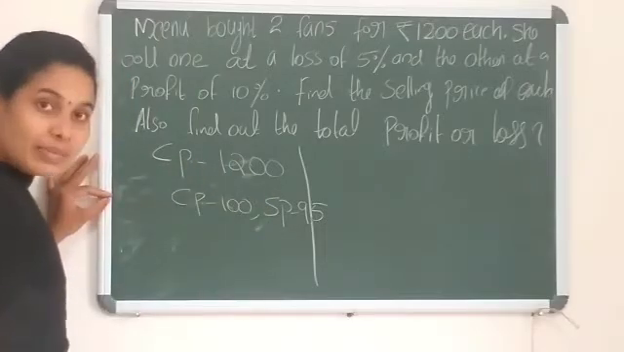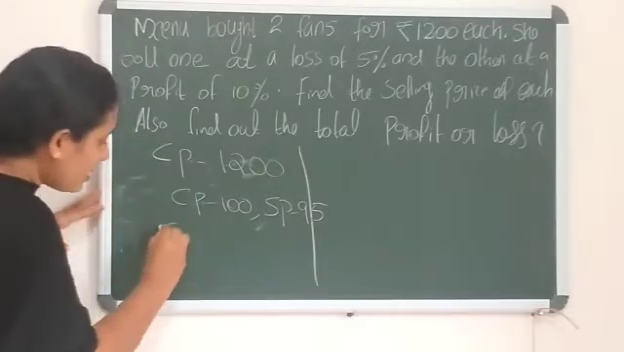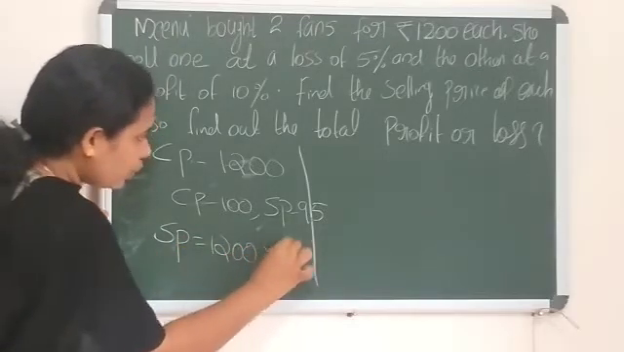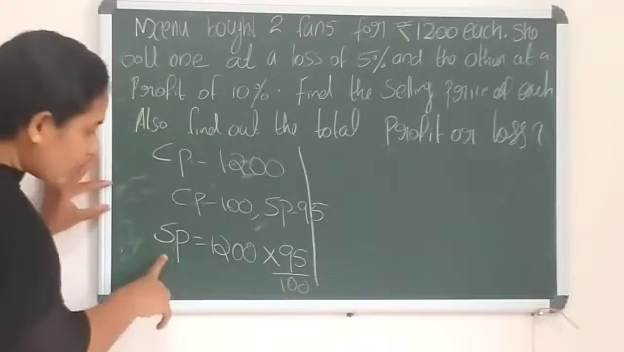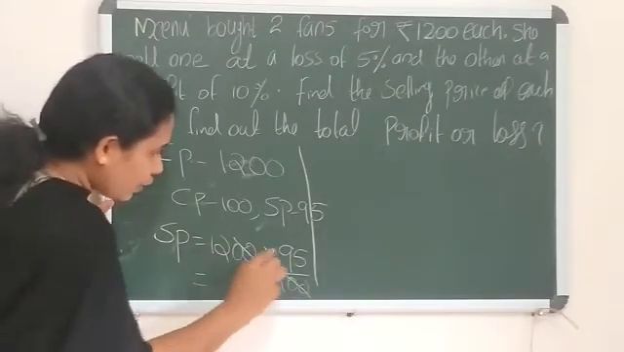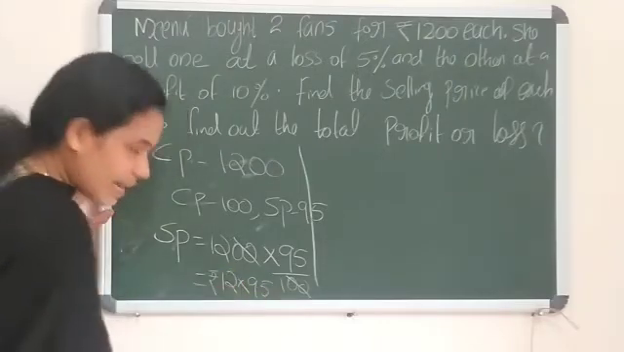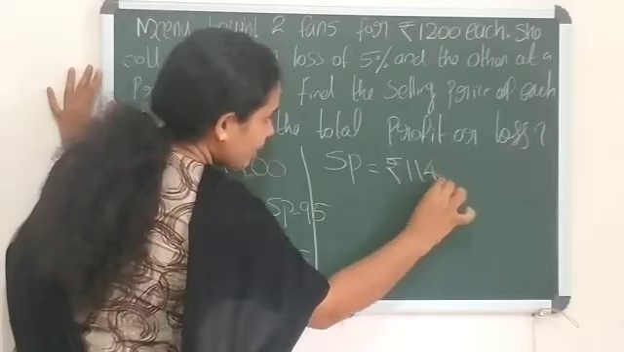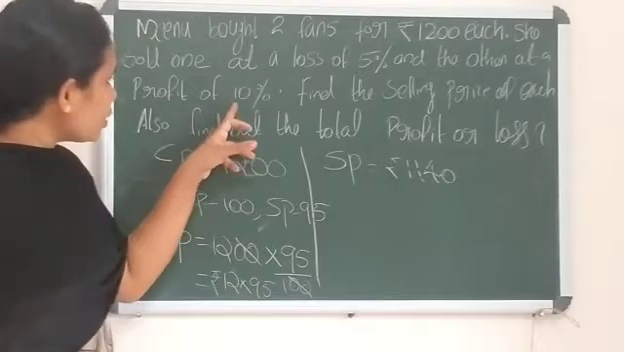Now here we have cost 1200. So what is the selling price? How can we find out the selling price? Here in the situation of the first fan, selling price equals cost price, 1200 into 95 by 100. In this way we can find out the selling price. After cancelling these 2 zeros, you will get 12 into 95, this much rupees is the selling price. After multiplication, you will get rupees 1140.